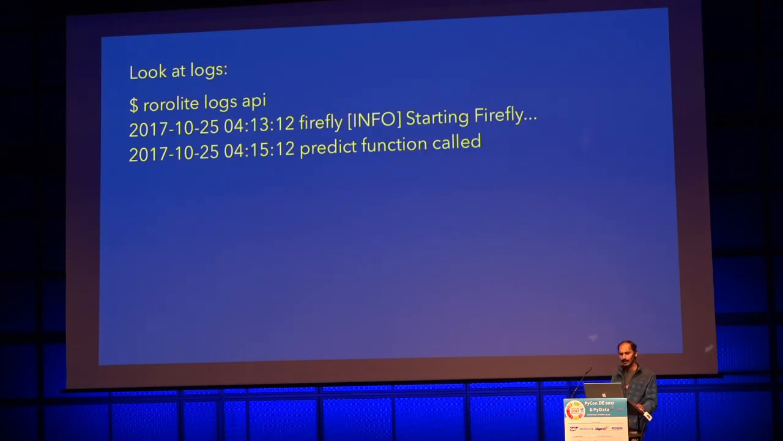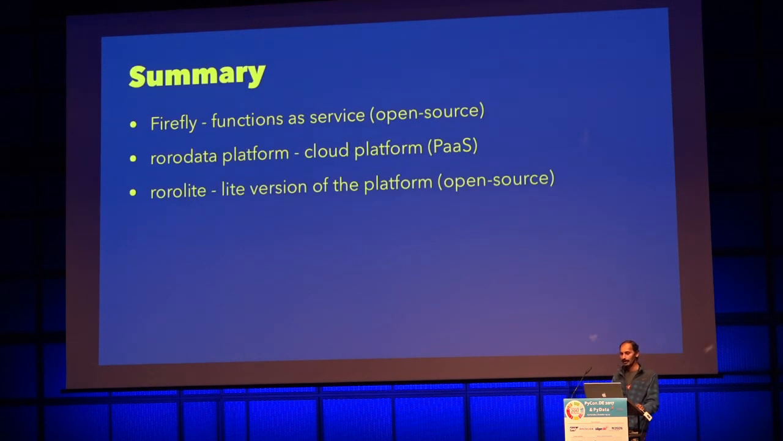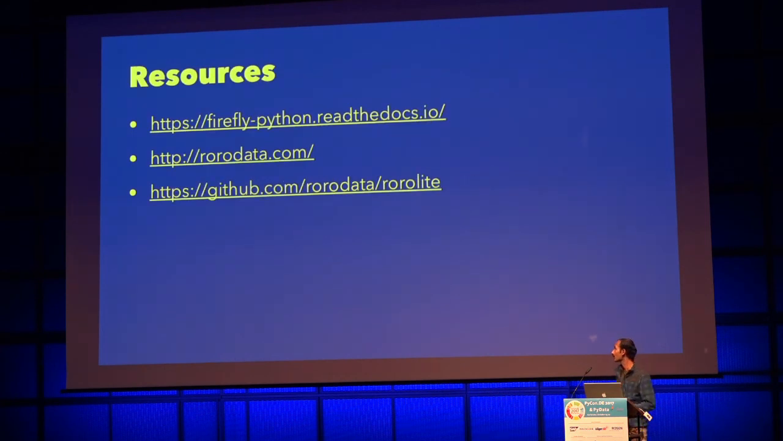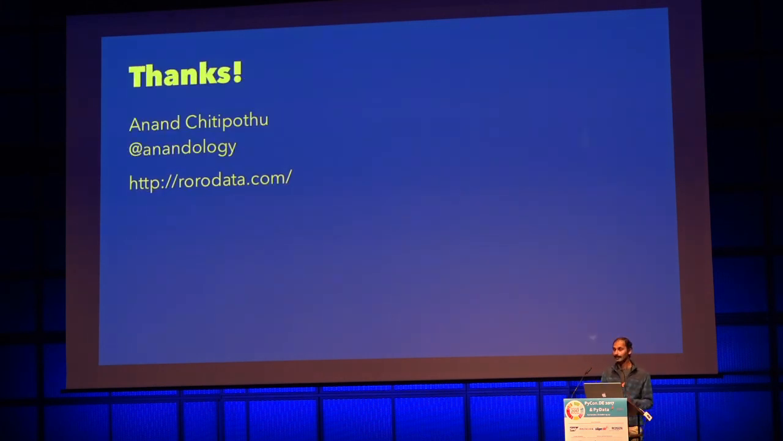You can look at logs. You can say roro-light logs api. It prints all the logs of that thing. The summary is that you have three tools that I've mentioned here. Firefly, which is an open source tool to deploy functions as a service. The Roro Data platform, a PaaS platform that you can use. And Roro Lite, a light version of the platform. It's again open source that you can use on your own server. And these are the resources: Firefly, roro data.com, and the URL for that. Thanks.